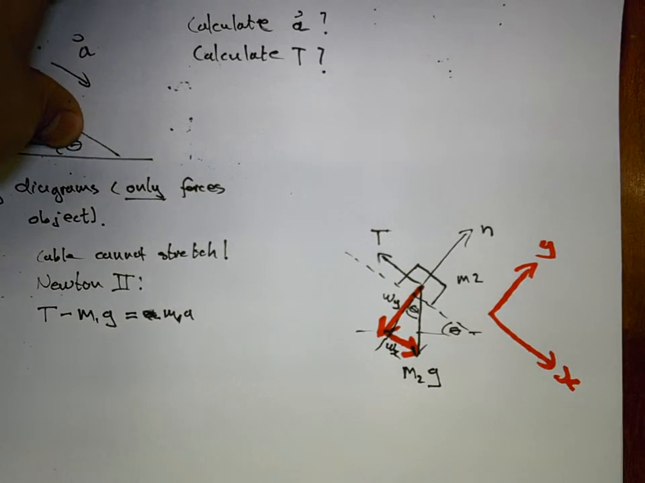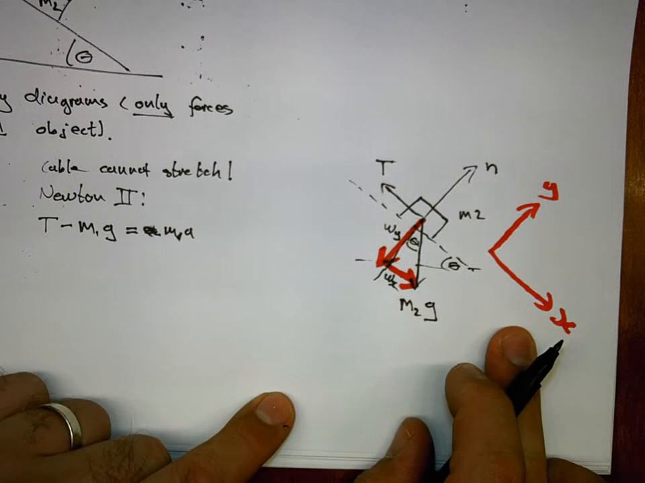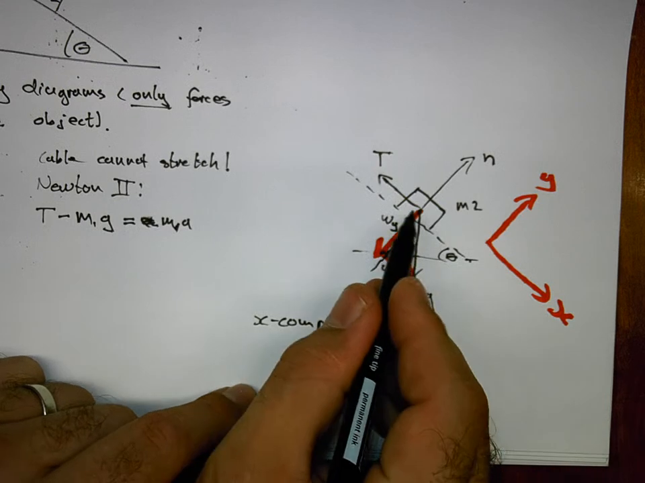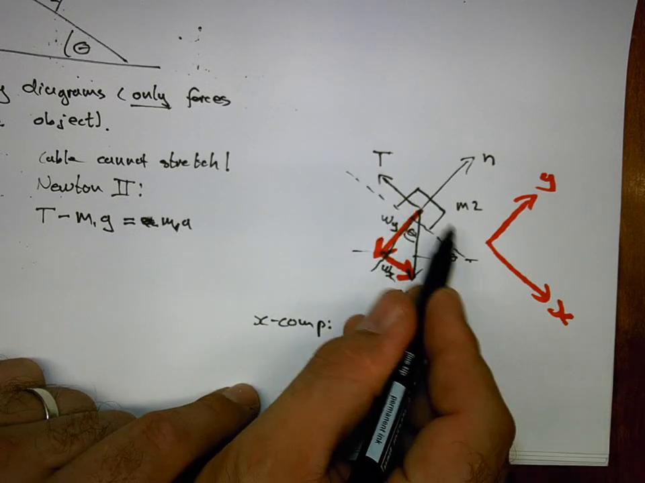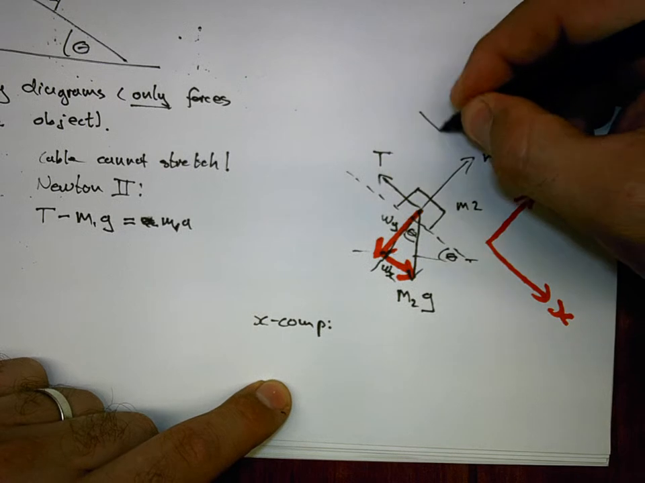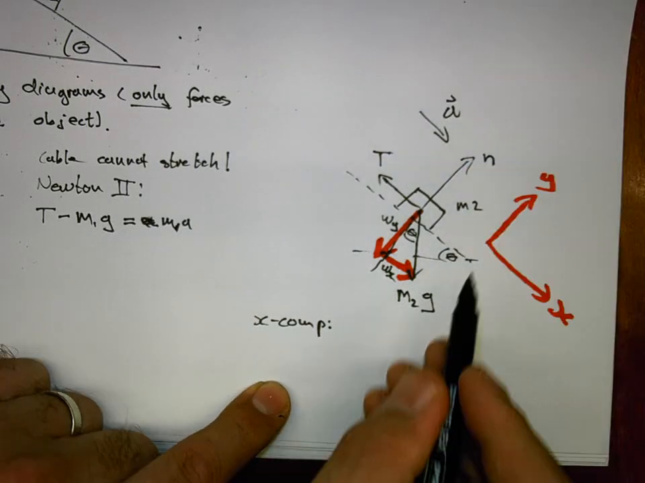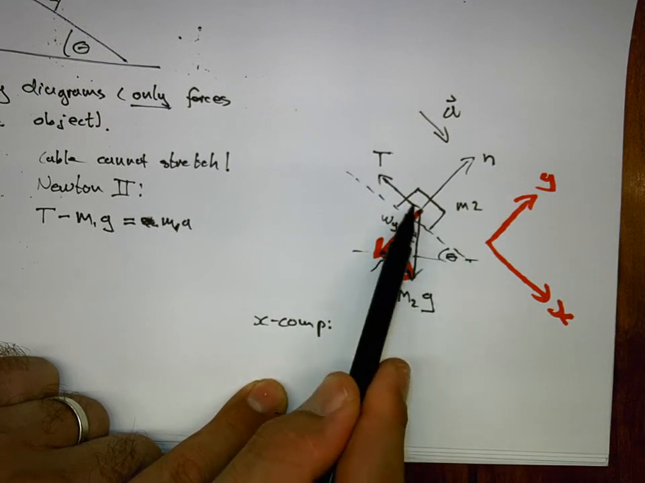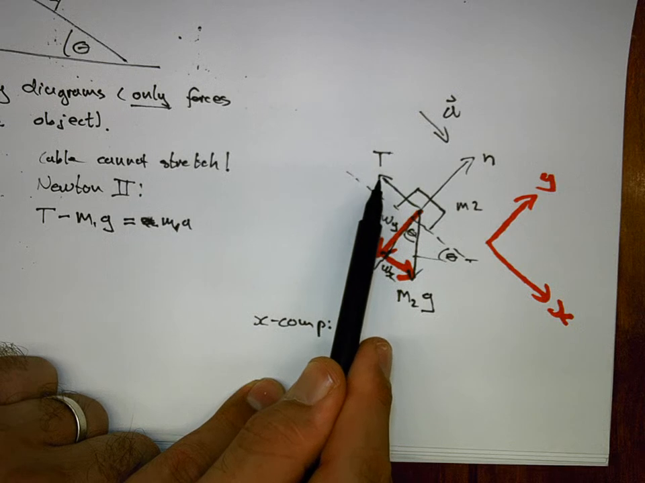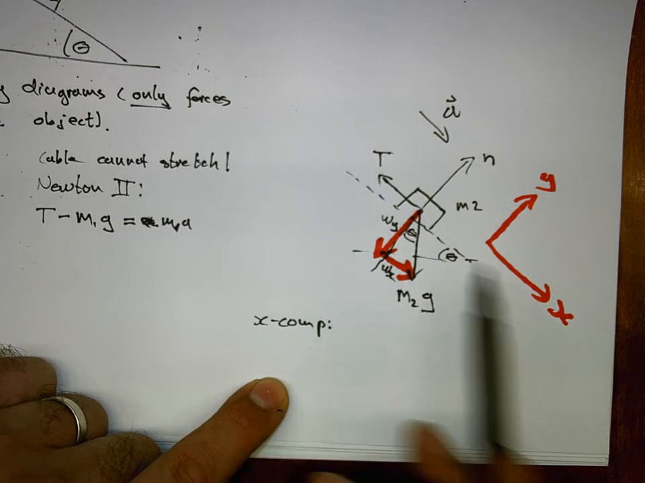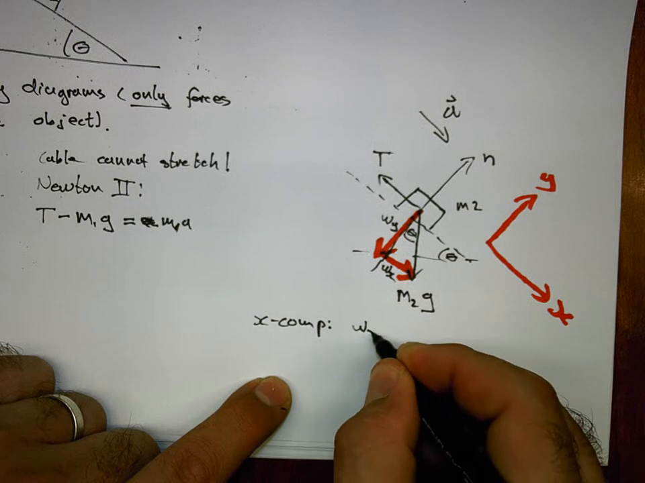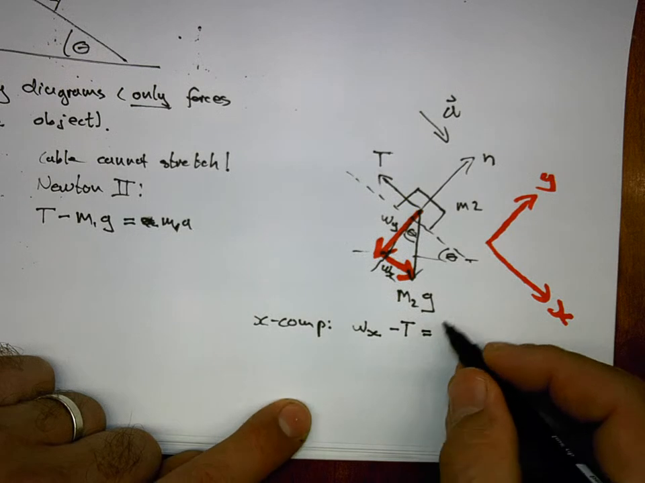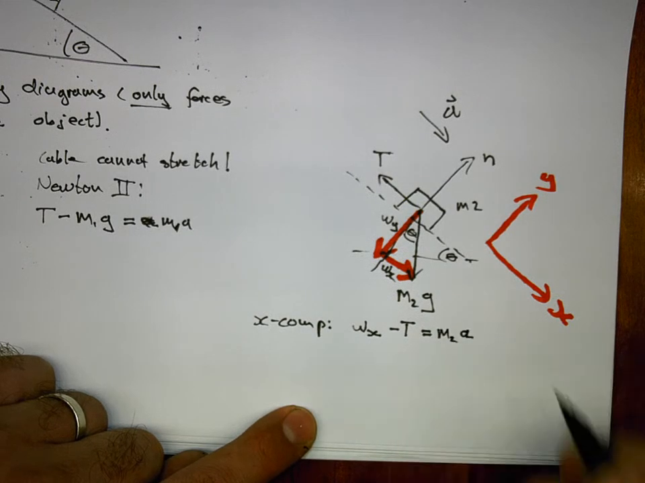Now if we do this component by component in this frame of reference, we've got that for the x components, we only look at forces parallel to the incline. We know also, remember, our acceleration is in that direction. So if the acceleration is in that direction, it means the forces pointing in the positive x direction must be larger than the forces pointing in the negative x direction. The only force we've got pointing in the positive x direction is the x component of the weight, which we call wx. That minus the tension must be equal to mass times acceleration, so m2 times a.